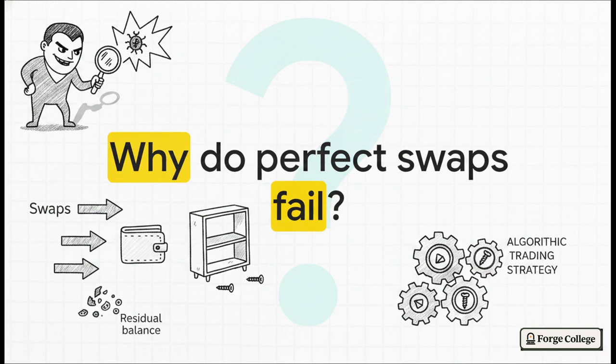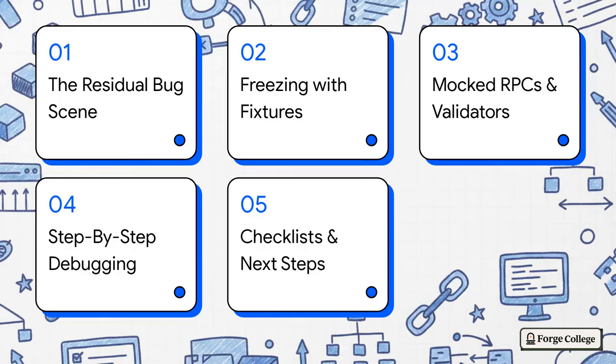It's exactly like finishing an IKEA furniture build and finding 3 extra screws just sitting on the floor. And in DeFi, those leftover screws will completely jam up your entire algorithmic trading strategy. So here is our detective's notepad for today. We're going to start at the residual bug crime scene, then we'll learn how to freeze time with fixtures, interrogate our code using mocked RPCs, reenact the crime on local validators, walk through a step-by-step debugging flow, and wrap it all up with our integration checklists and next steps.